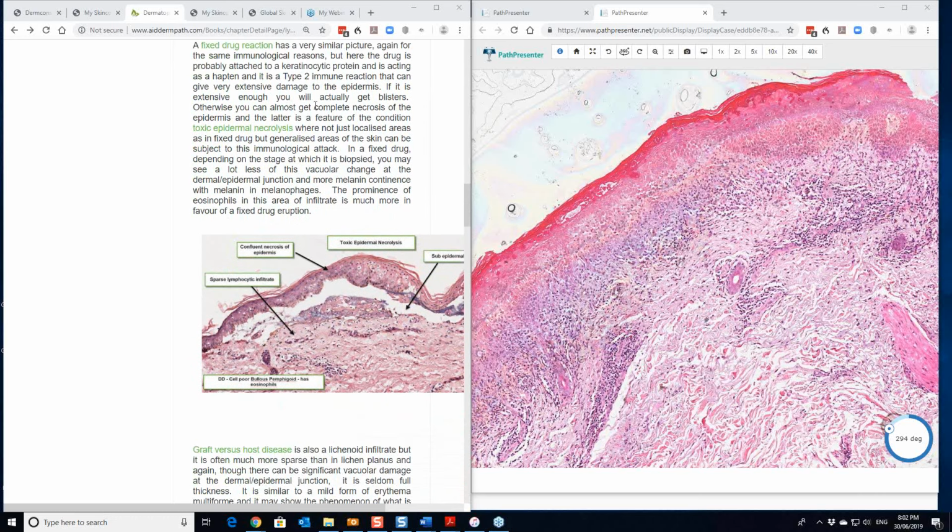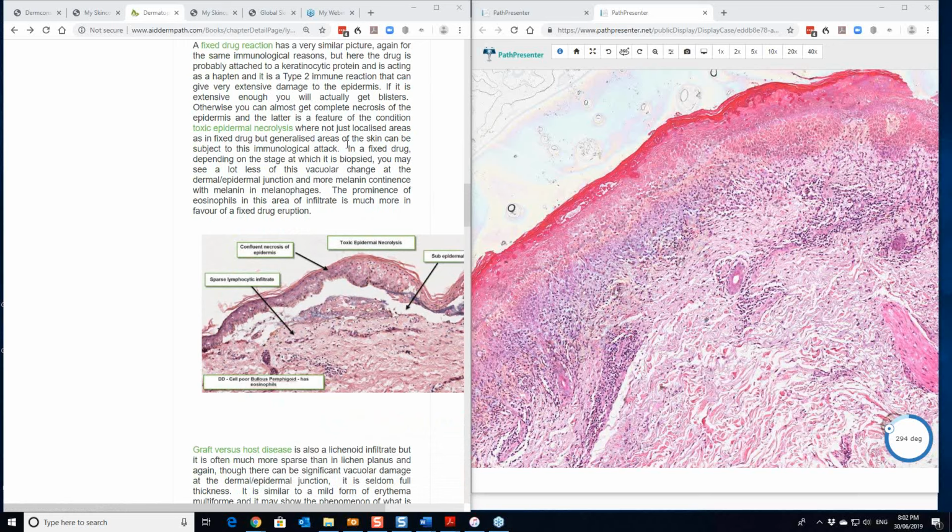What were we commenting on here? That it's a type 2 immune reaction. If you get complete necrosis of the epidermis, then they call it toxic epidermal necrolysis, and that's a very rare condition, usually in someone taking anti-epileptic drugs or, again, non-steroidals, and often within the first month or so of them starting on those drugs. And unfortunately, the immune attack causes complete destruction of the epidermis.